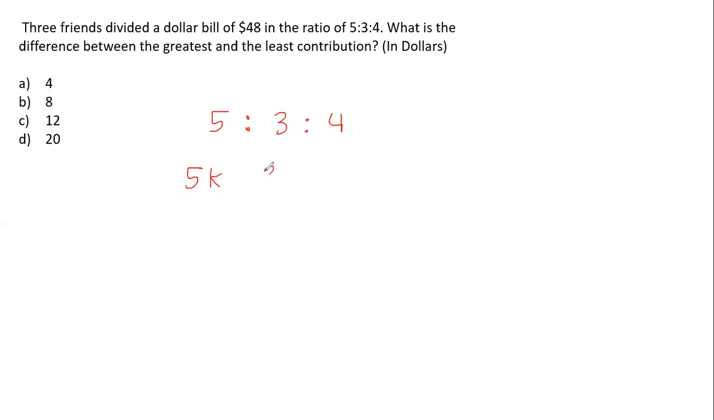The second friend actually gives 3k and the third friend actually gives 4k. Now these are the original values because I have multiplied them with a multiplier. Now the 3 friends divided a dollar bill of $48. So they are already telling me that the total money that they divide is $48. So I know that their 3 addition will always give me 48.